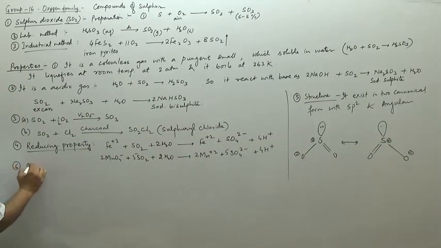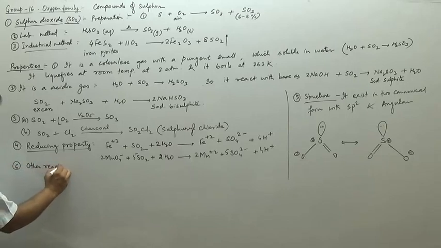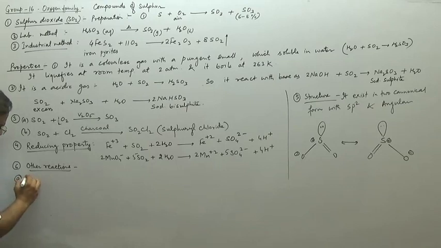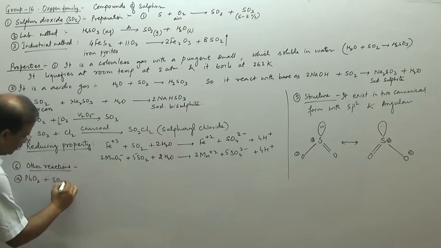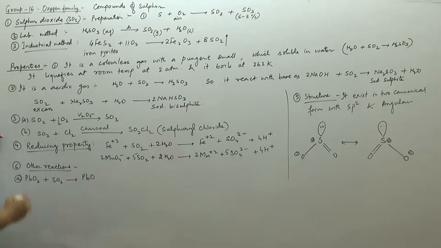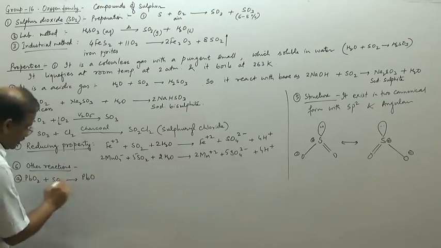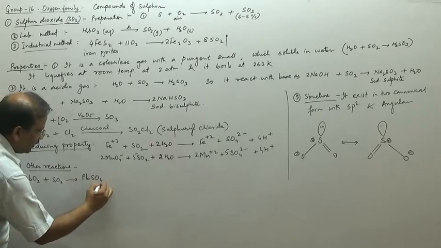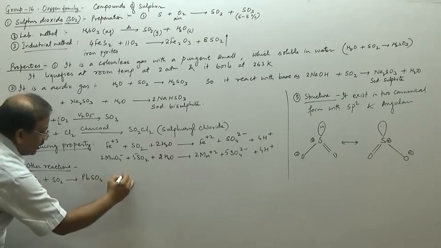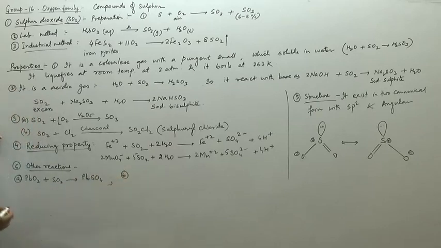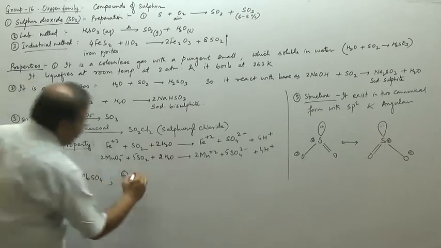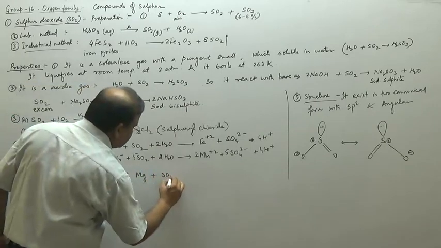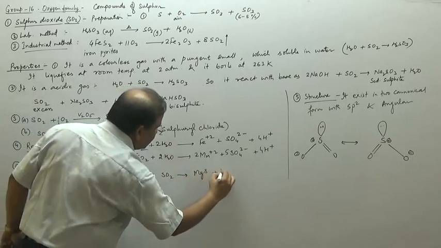The other reactions of SO2 we can write. It reacts with PbO2: SO2 gets converted, that is the reducing character, and PbO2 converts into PbSO4. Then with magnesium, when it reacts with sulfur dioxide, it gets converted into MgS plus MgO.